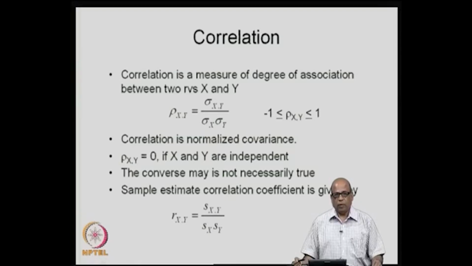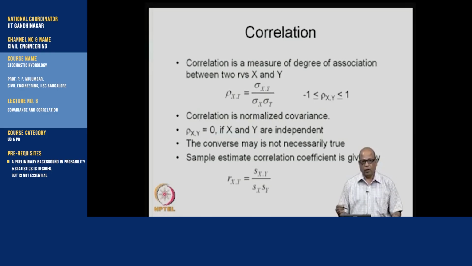Remember, if x and y are independent, the correlation coefficient is 0, but often we confuse it. If correlation is 0, we often confuse it with x and y being independent. It is not necessarily true. So, the fact that correlation is 0 should not directly imply that x and y are independent. However, if x and y are independent, then correlation will necessarily be 0.